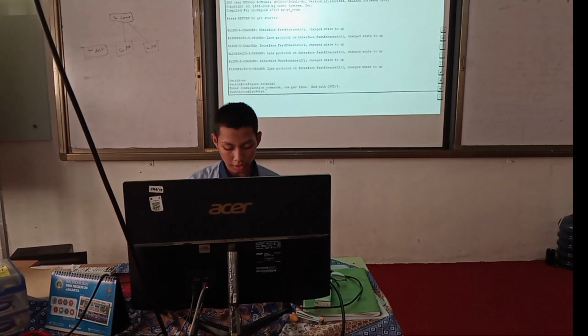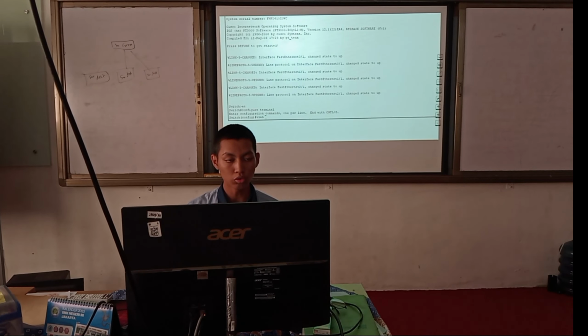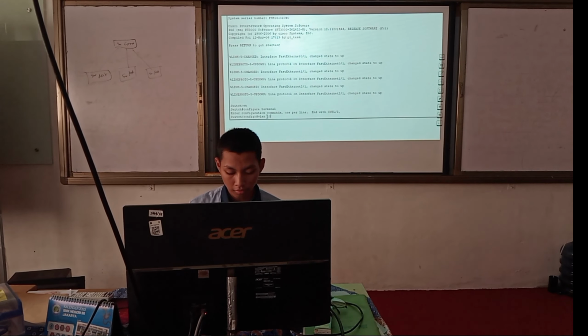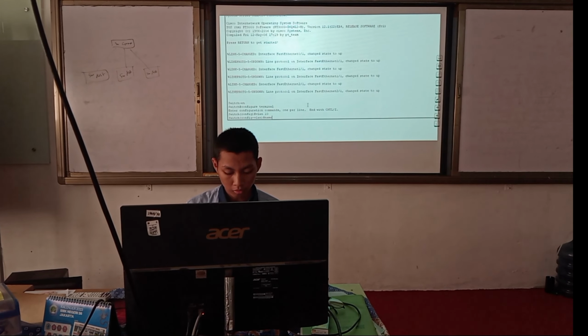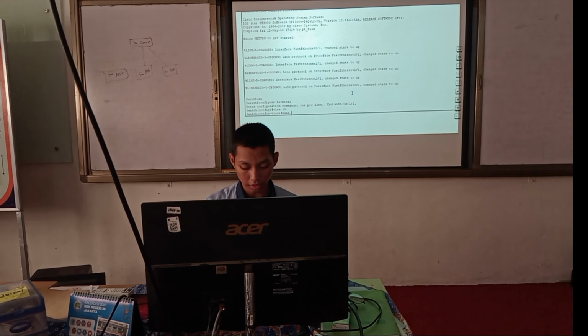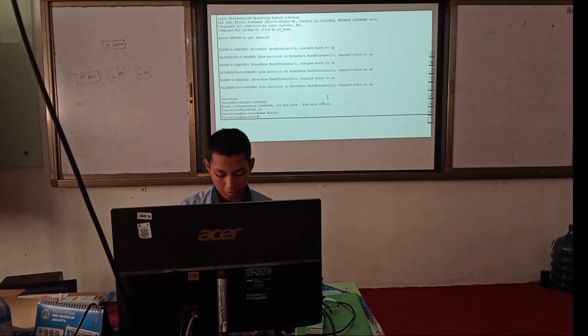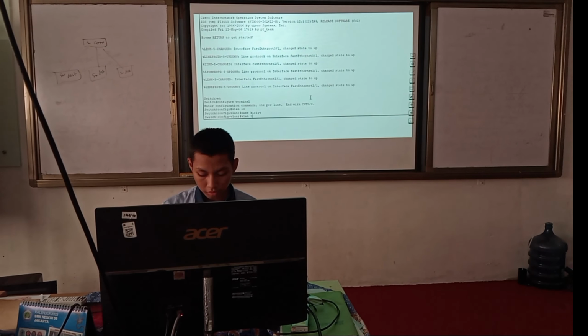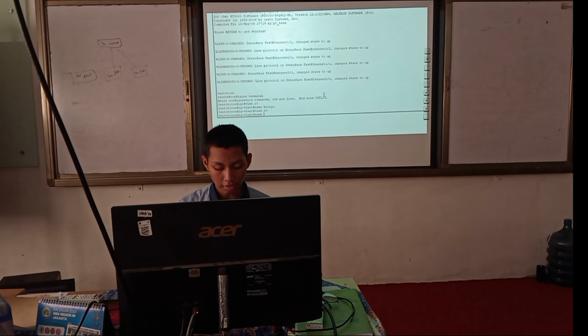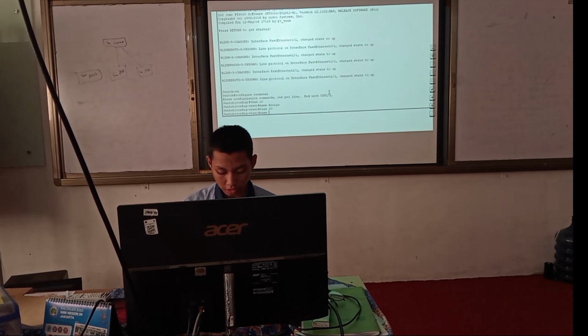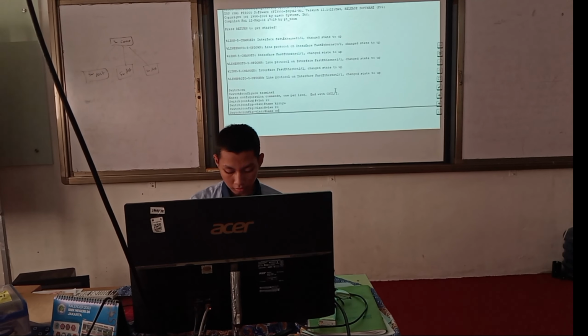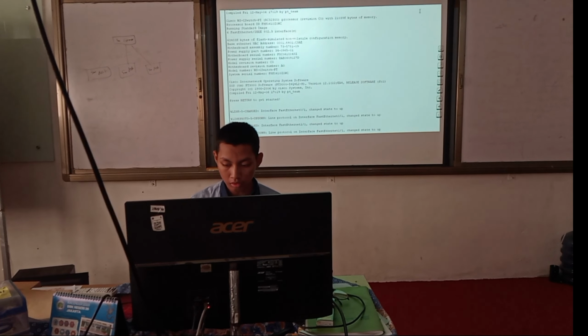Create the two new VLANs, like VLAN 10, and we must give a name for VLAN 10, like here, and VLAN 20, and the name is maybe something else.